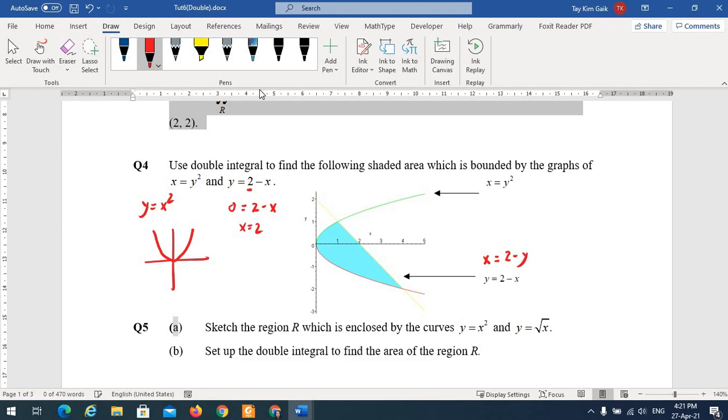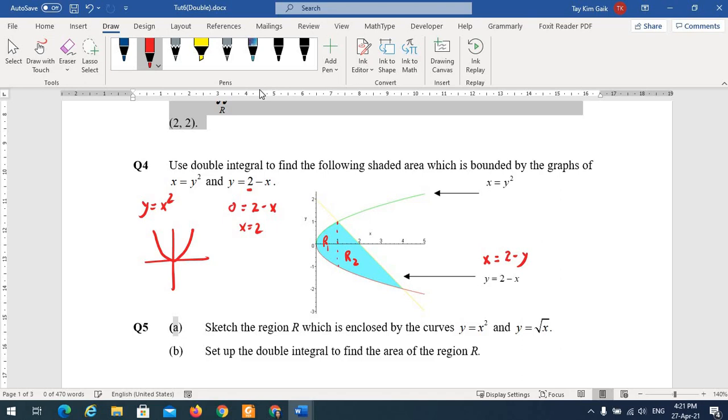If you use dy dx, you have to break it into 2 regions, region 1 and region 2. Because if you use dy dx, in region 1 this is your top curve and this is your bottom curve, and in region 2 they are different. You have to do 2 double integrals, because the limit changes at x equal to 1, which breaks your region into region 1 and region 2.